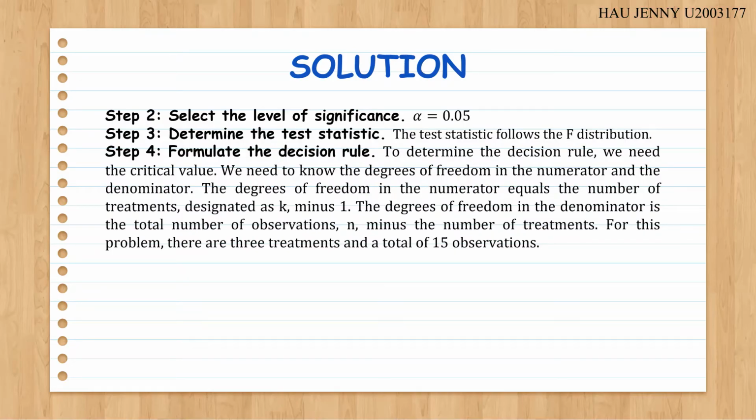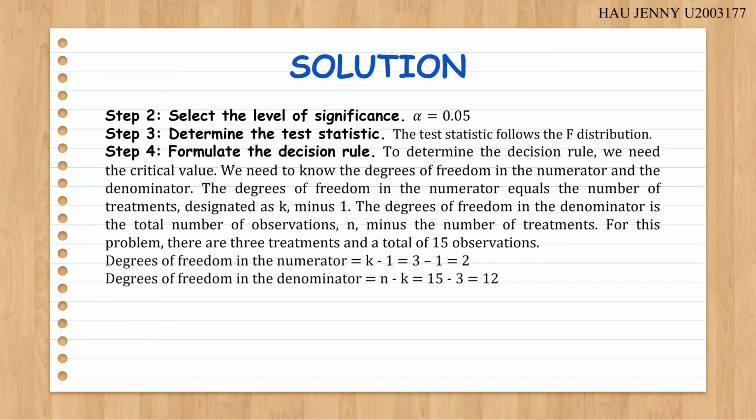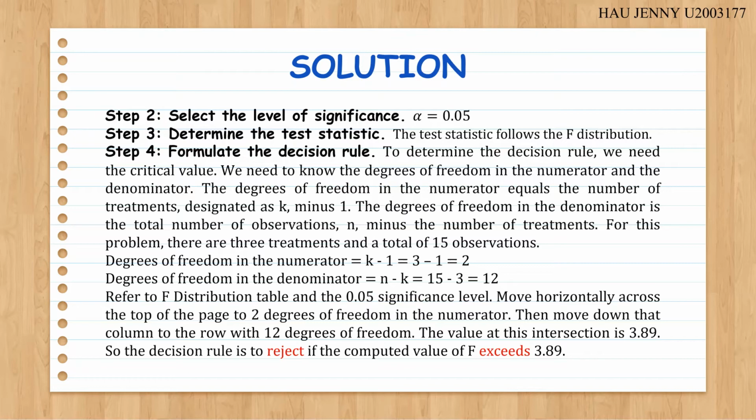For this problem, there are 3 treatments and a total of 15 observations. Therefore, degrees of freedom in the numerator is k minus 1 equals 3 minus 1 equals 2, whereas degrees of freedom in the denominator equals n minus k equals 15 minus 3 equals 12. Next, we need to refer to the F distribution table at the 0.05 significance level.